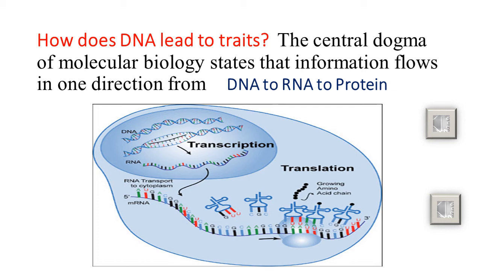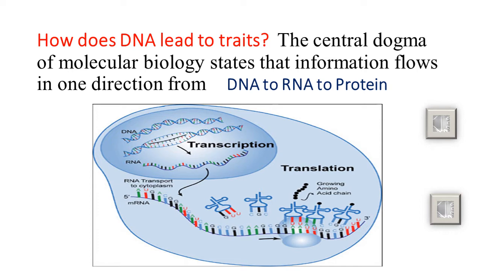How does DNA lead to traits? DNA is translated into traits, or something called proteins. Actually, traits are made of proteins. How does the DNA lead to traits? We have genes in our DNA, and how these genes are translated or turned into traits.